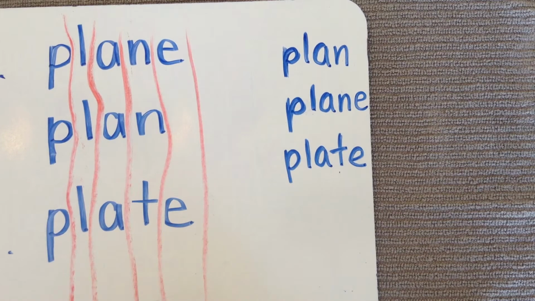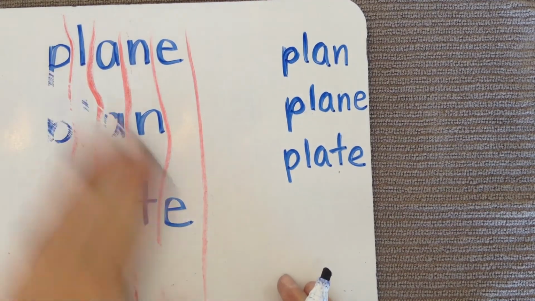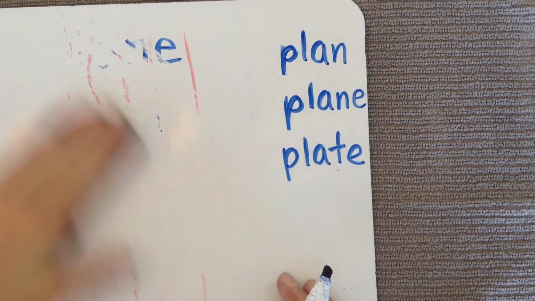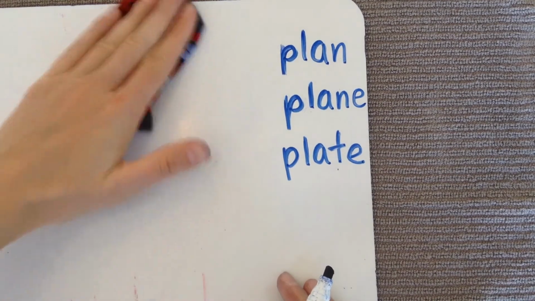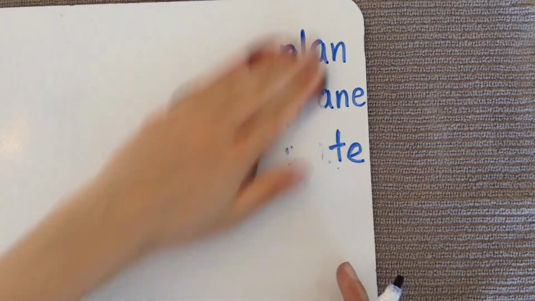It's already done. We're going to continue working with this next time, and we're going to see how ABC order can help us look up words in dictionaries and thesauruses.